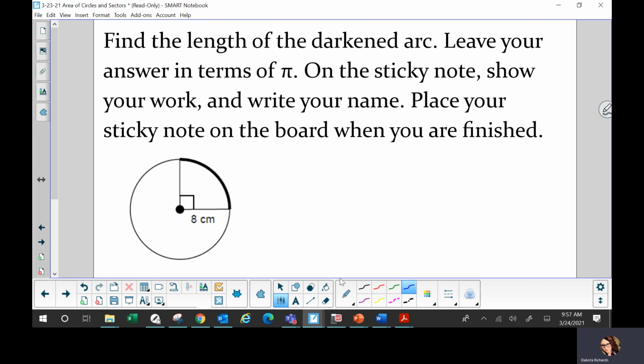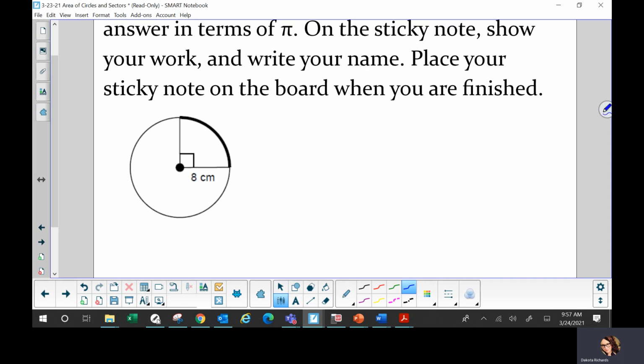So on the sticky note, show your work, write your name, and place your sticky note on the board. Most of you have done that. We're going to go ahead and get started even if you have not.